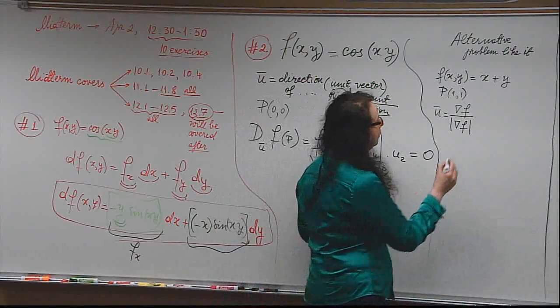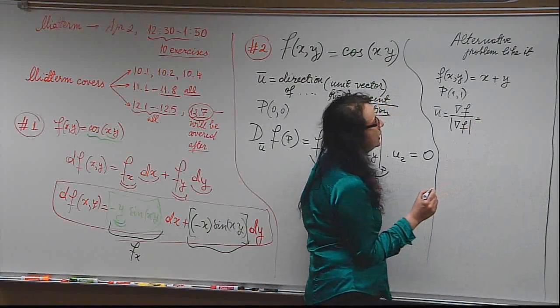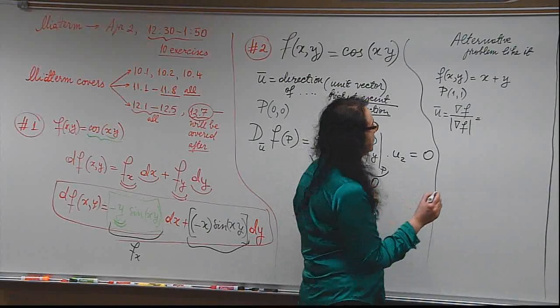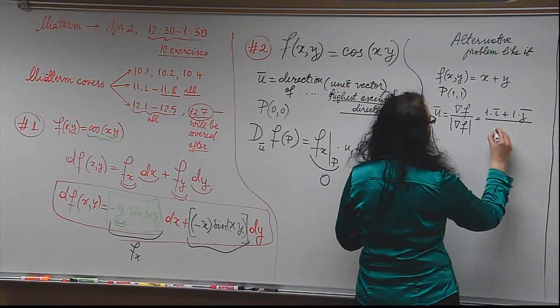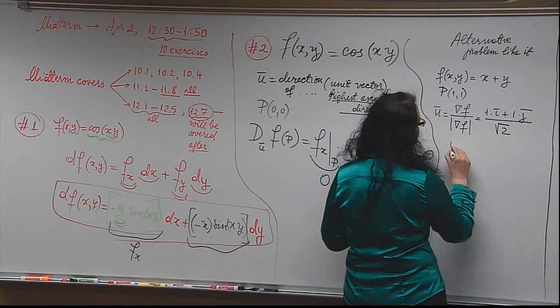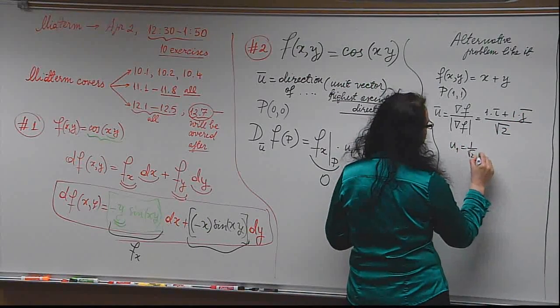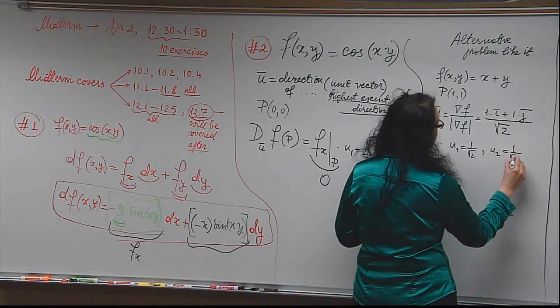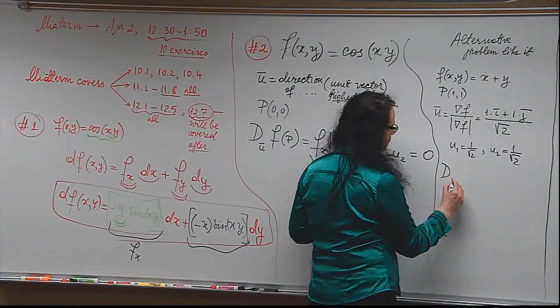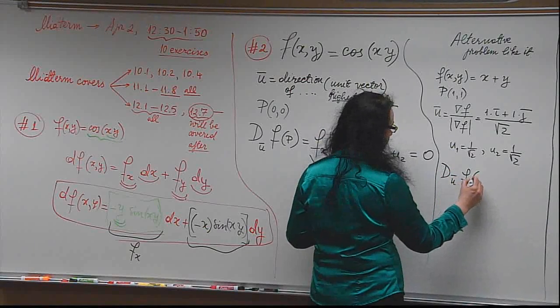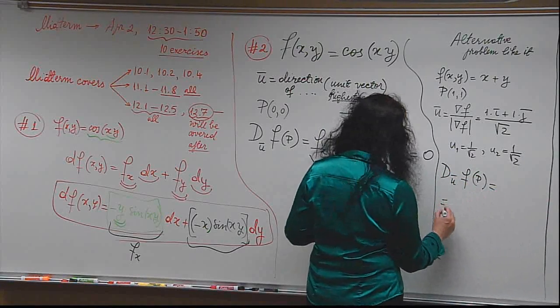So you have to say, what is the gradient in my case? Well, it's a cake. That's going to be 1 times i plus 1 times j divided by square root of 2. So u1 is 1 over root 2, u2 is 1 over root 2. And can I write the directional derivative in the direction u in such an alternative problem? Oh, it should be easy. Well, it is easy.